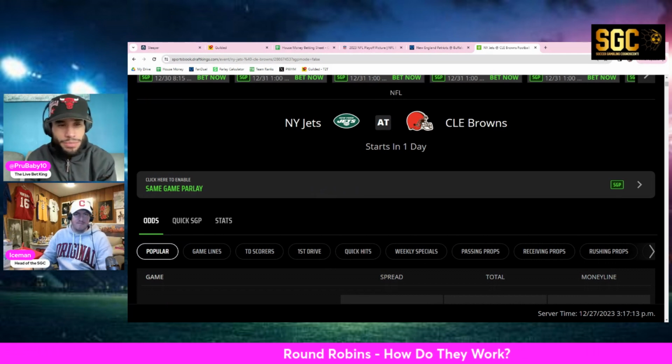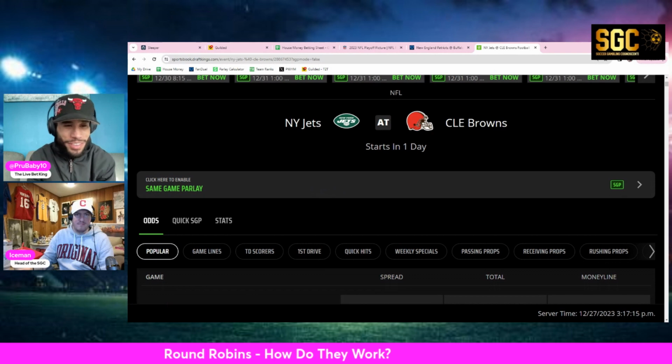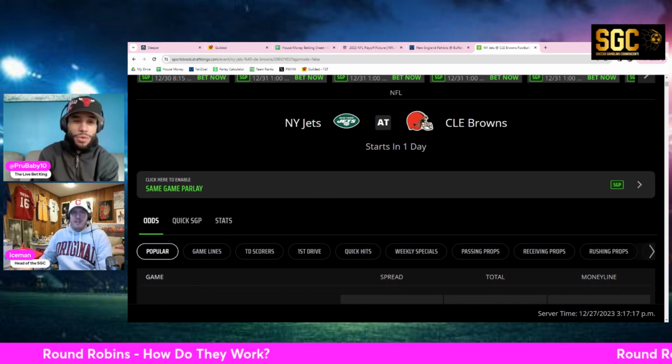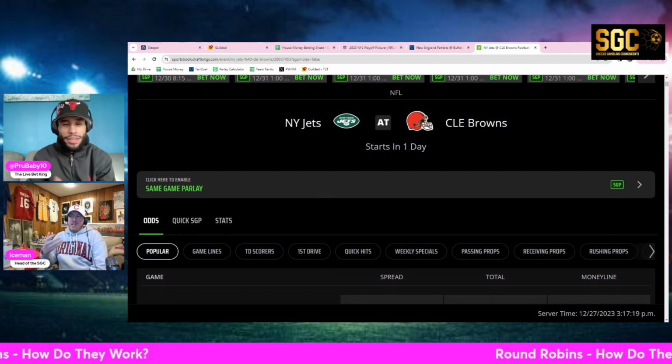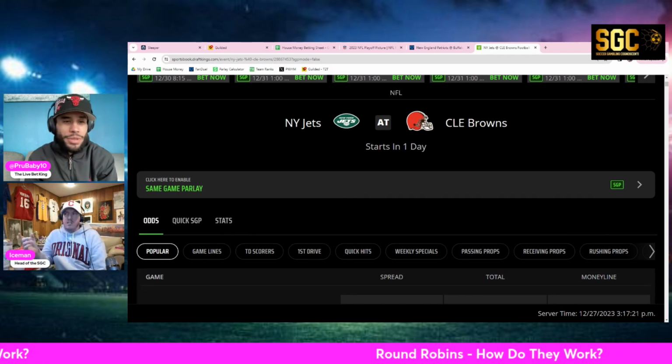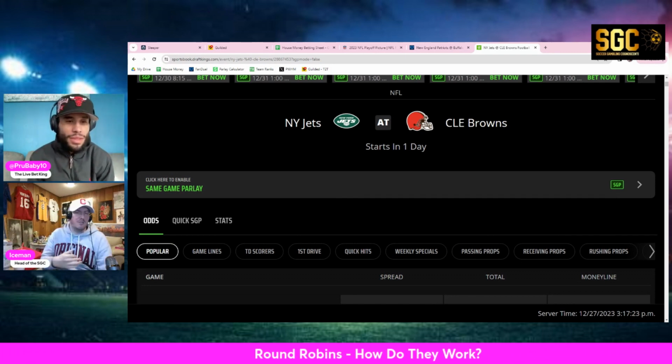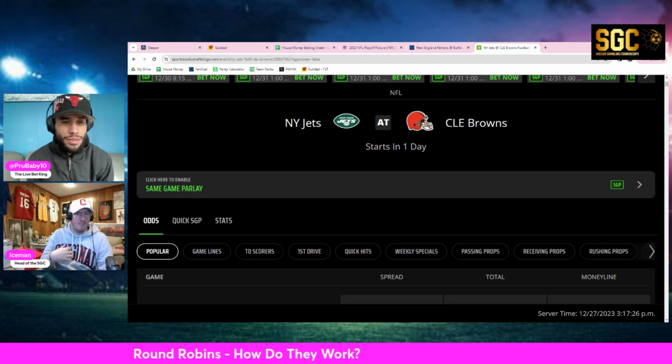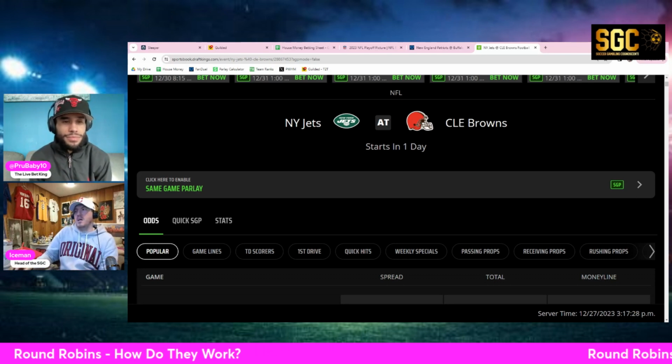On the mobile app, they have changed that. Yes. Sometimes you'll see the little SGP symbol in the corner and it'll automatically do it. But certain lines you can't same game parlay. Certain ones you can only take as straights.